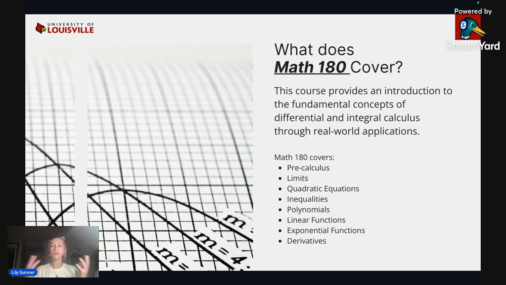So then, what topics does it specifically cover? More pre-calc ideas: limits, quadratic equations, inequalities, polynomials, linear functions, exponential functions, and derivatives, which I really liked, our last stuff that we did with derivatives.